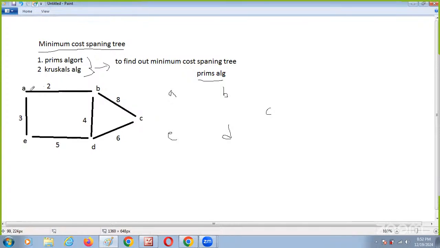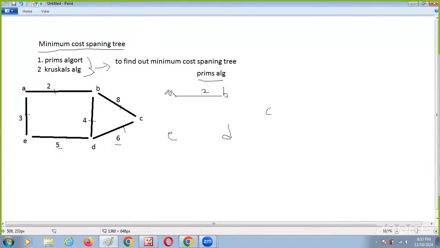Out of the given graph, what is the minimum weight? For this edge, weight is 2. For this edge, weight is 3. For this edge, weight is 5. For this edge, weight is 4. For this edge, weight is 8. For this edge, weight is 6. Like this, tell me what the minimum weight in this given graph is. A to B, very good. So that is the AB edge. This edge is the minimum weight. Start with the minimum weight edge, and the cost is 2.